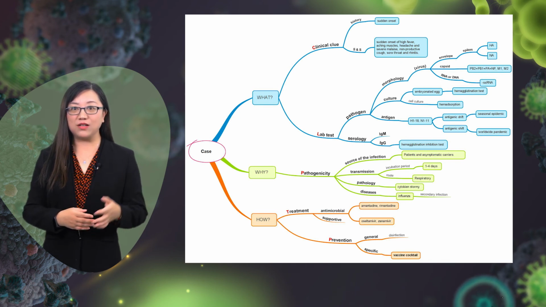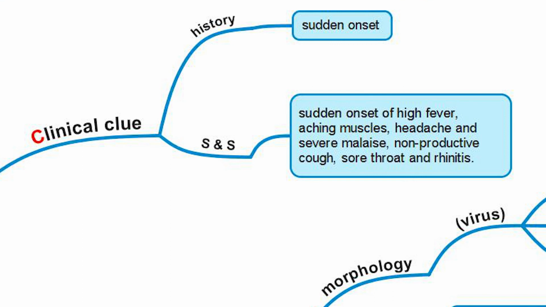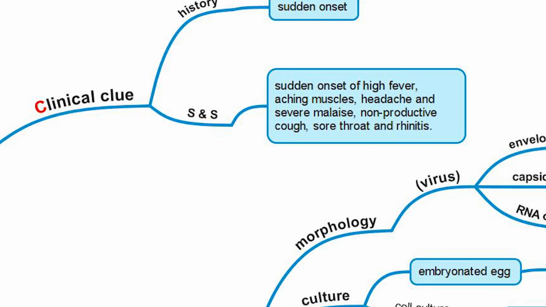To answer what is a disease? Based on the history, in flu season, sudden onset of the symptoms and signs, including high fever, severe headache and muscle ache, a little bit of runny nose, and a sore throat. The preliminary diagnosis is flu.